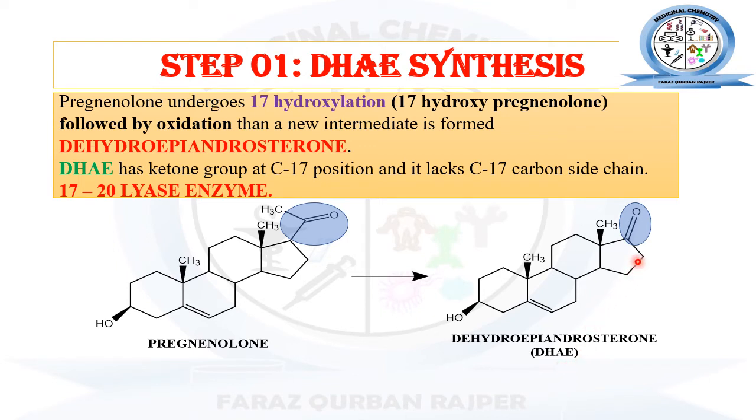You may observe that at the C17 position in dehydroepiandrosterone, which may be abbreviated as DHEA, there is a ketone functional group, and it does not have the carbon side chain. So dehydroepiandrosterone is a C19 molecule, which has the ketone group at the 17th position. Now, in the next step, this dehydroepiandrosterone will be converted into the next product.